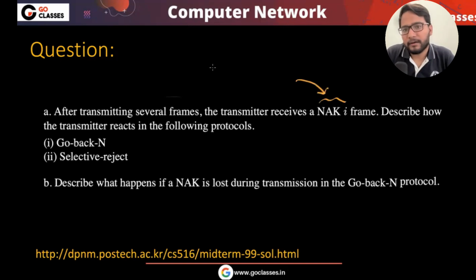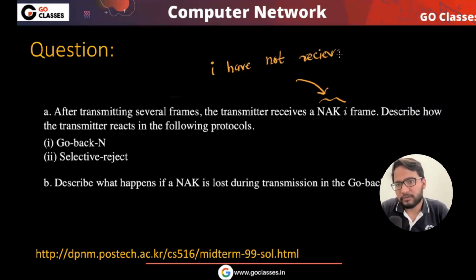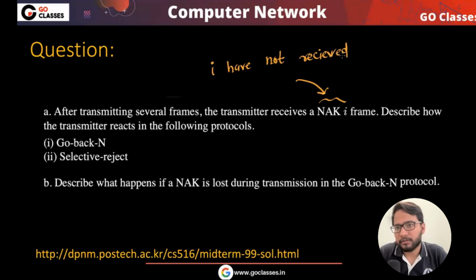It means that I have not received. Can anyone complete this? Yeah, frame number I. The negative acknowledgement means I have not received frame number I. That's all. So they're saying after transmitting several times, the transmitter, which means sender, receives a negative acknowledgement.